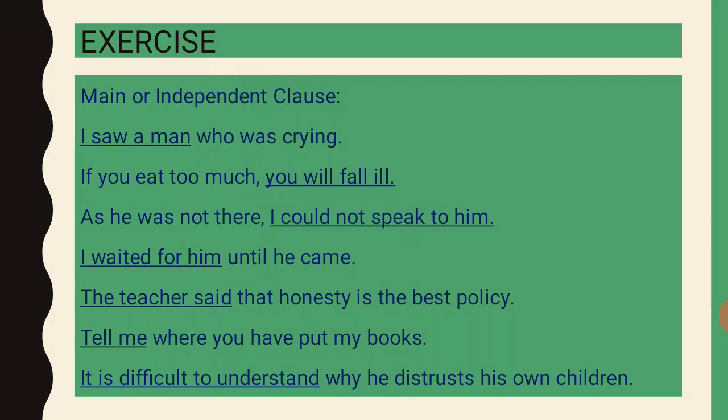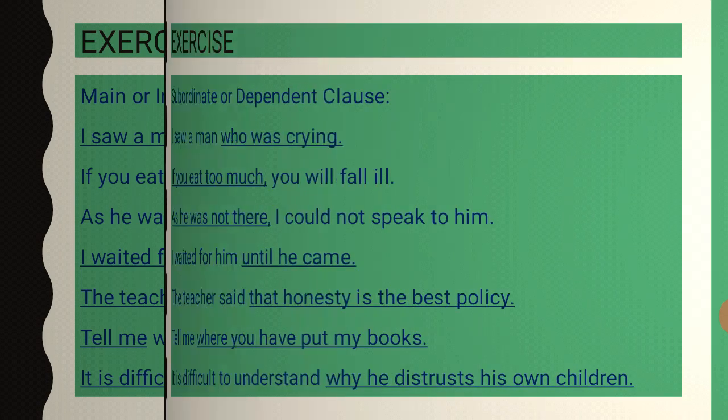And I have identified with underlines the main clause in these sentences. If you eat too much, you will fall ill. "You will fall ill" is the main clause. So those underlined sentences are main clauses. As he was not there, I could not speak to him. "I could not speak to him" is a meaningful sentence. I waited for him until he came. The teacher said that honesty is the best policy. Tell me where you have put my books. It is difficult to understand why he distresses his own children. So these main clauses are independent clauses.